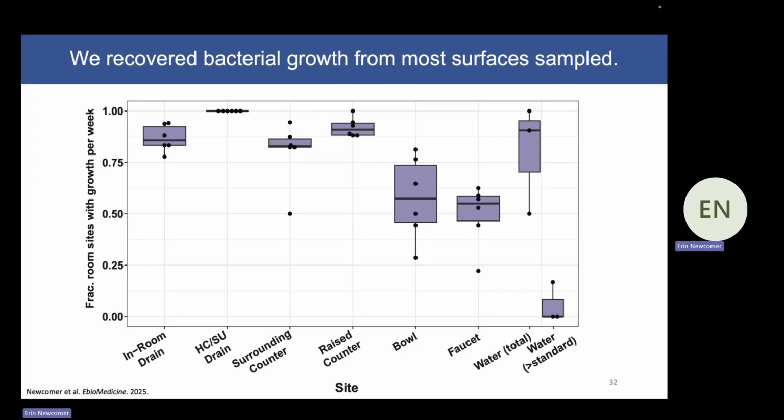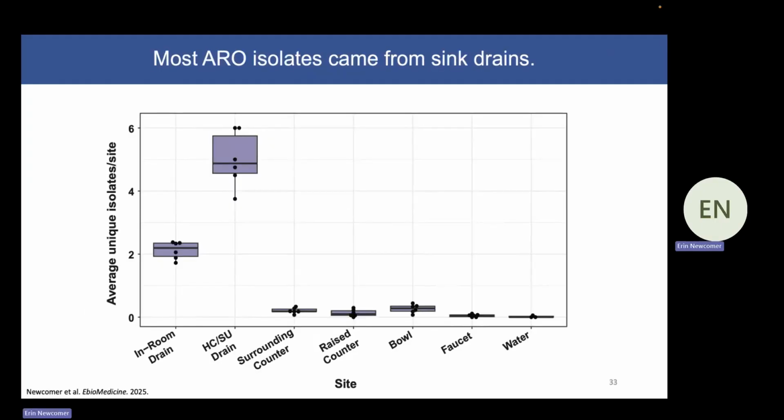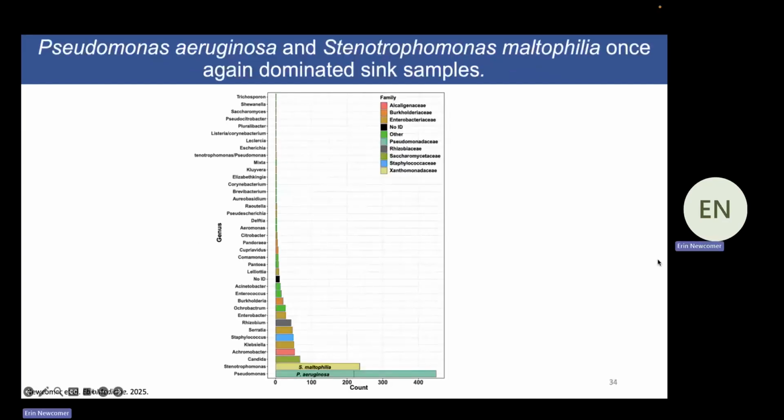However, when we conducted selective culture, we found that the vast majority of the antibiotic-resistant organisms came from sink drains, either the inpatient room sink drains, or the housekeeping closet and soiled utility closet sink drains, and saw the majority of our AROs coming from those sites. And similar to the last study, Pseudomonas aeruginosa and Stenotrophomonas maltophilia once again dominated these sink samples. You can see the vast majority of isolates we collected were these organisms.